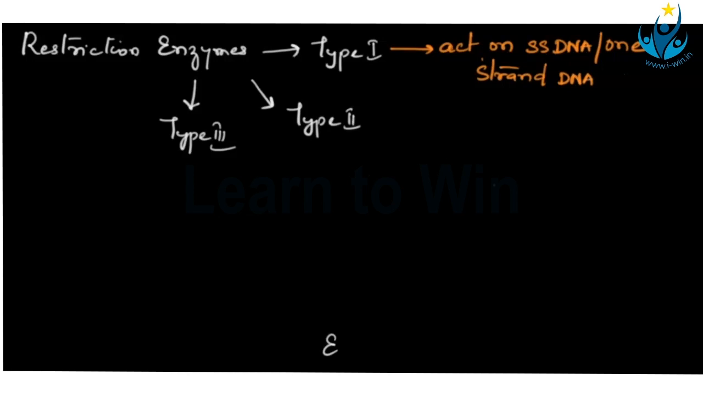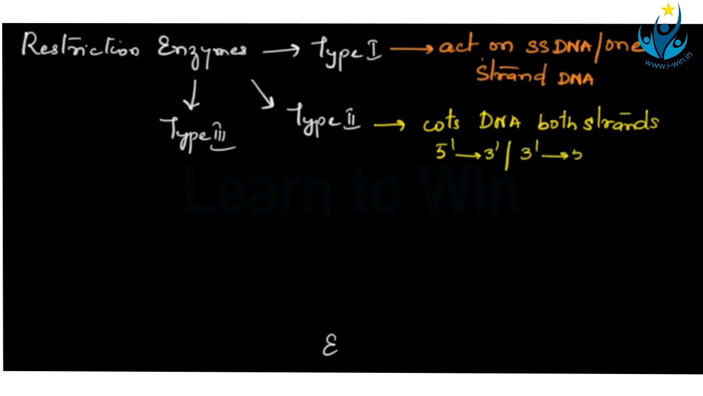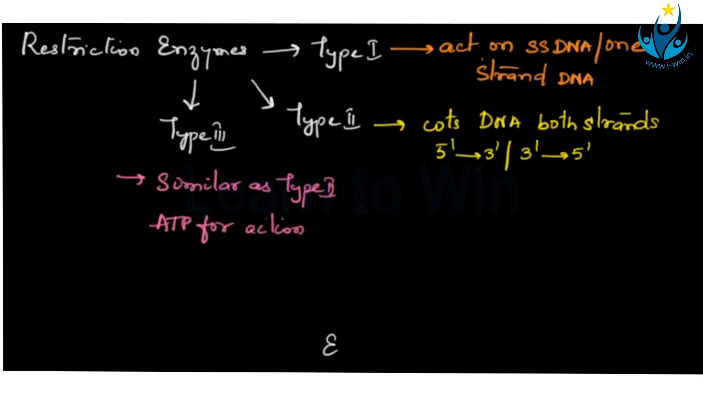Okay. Now type 2 cuts the DNA on both strands, unlike type 1. Whether it is 5' to 3' direction or 3' to 5' direction, it cuts the DNA on both strands. Now type 3 is similar to type 2, the same as type 2. The only difference is that type 3 needs ATP for action. So to carry out the restriction digestion, to cut the DNA, it needs ATP. So based on this nature, restriction enzymes are divided into type 1, type 2 and type 3.